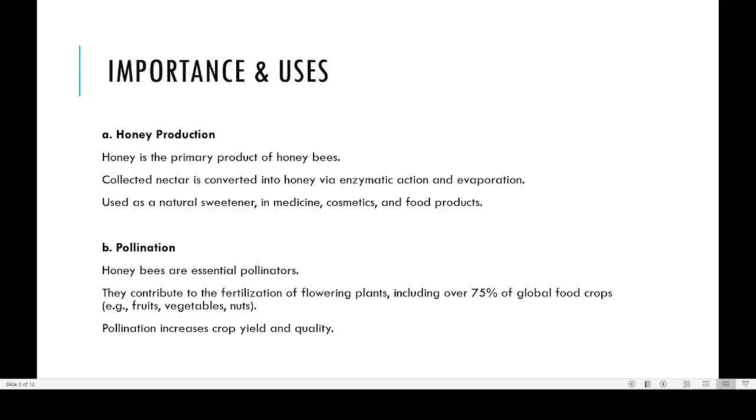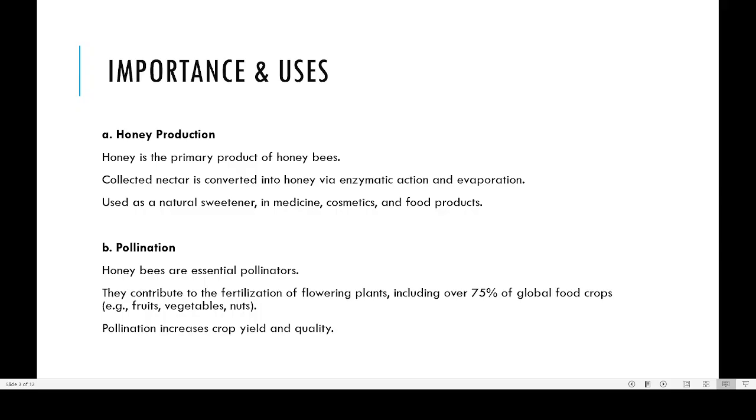Then second importance of this is the pollination. So without honeybee, there will not be any plant multiplication. So the cross pollination of plants is mainly taking place by the help of honeybee. So if you are killing all the honeybees, plants cannot undergo pollination and they all will die. So honeybees are very essential pollinators. They contribute to the fertilization of flowering plants, including 75% of the global food crops like fruits, vegetables, nuts, etc.